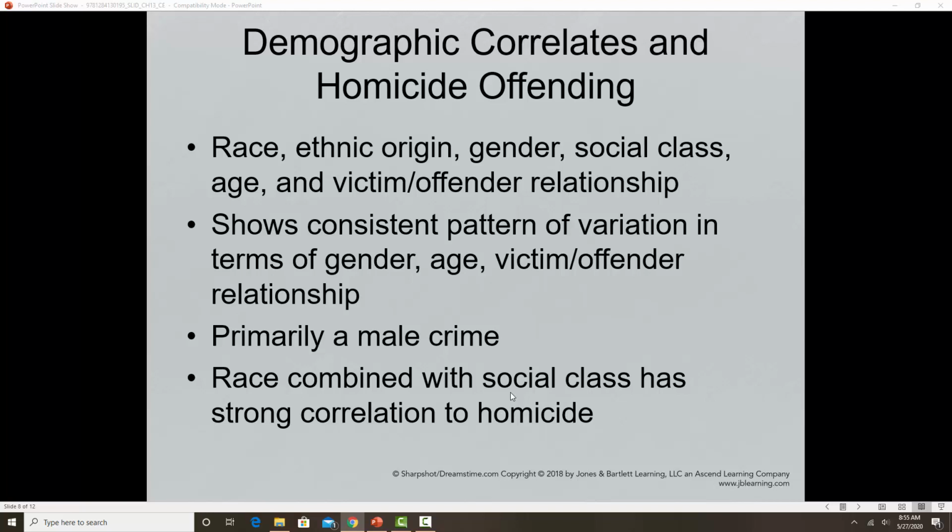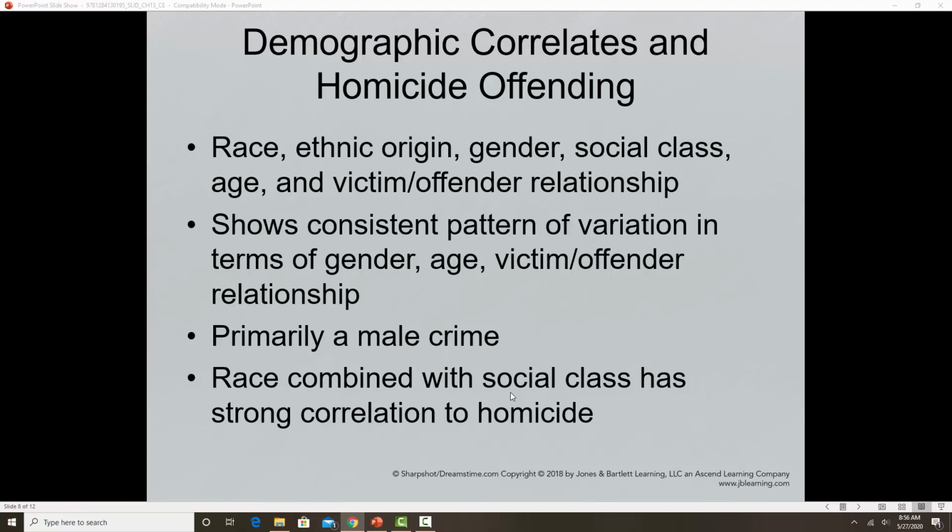There are minorities in this country that do not have equal access to education, to jobs, to security, to good neighborhoods, to good schools. It's the social disparities that really account for these variations that we see. It really has nothing to do with race or ethnicity or religion or any of those kinds of things. But again, it is primarily a male crime.